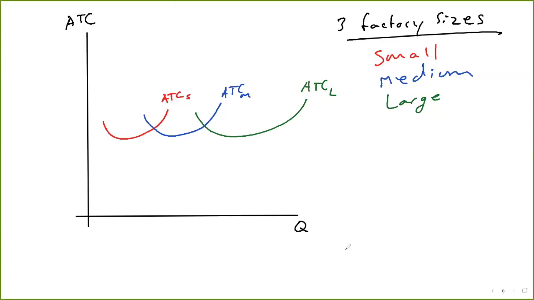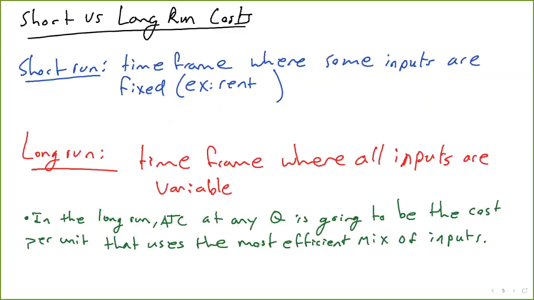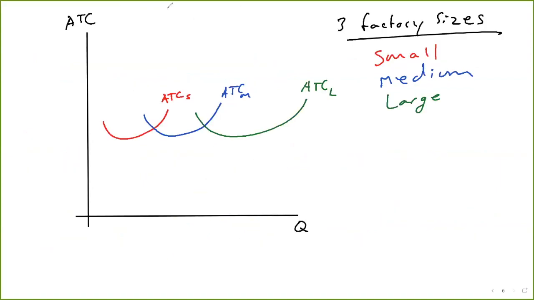And so what I said on the last slide, in the long run, the average total cost is going to use the most efficient mix of inputs. What that means is we're in the long run, which means we can switch between factory sizes because all inputs, including the factory, are variable in the long run. So the long run average total cost is going to be a combination of all the short run total cost curves. So we start out using the small factory.